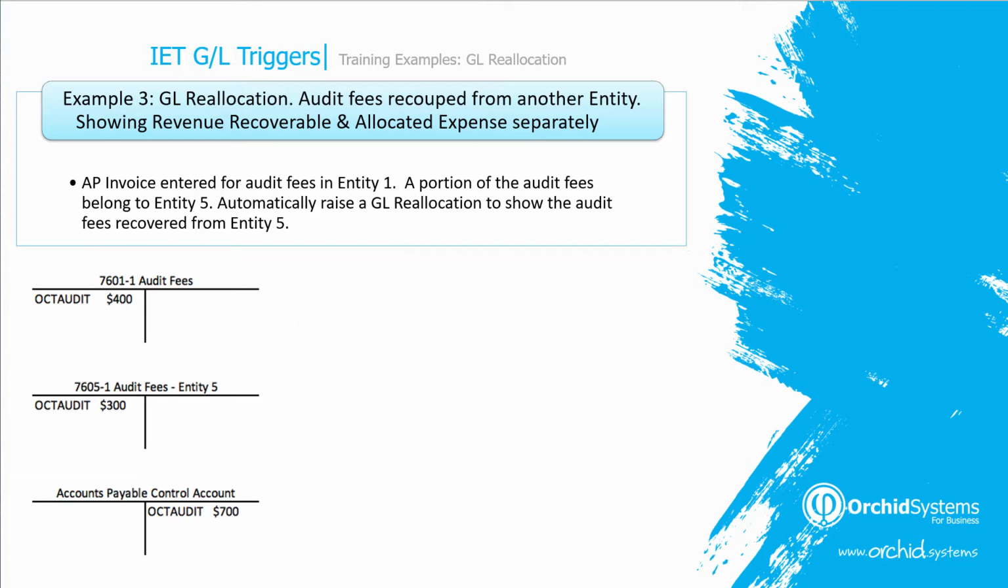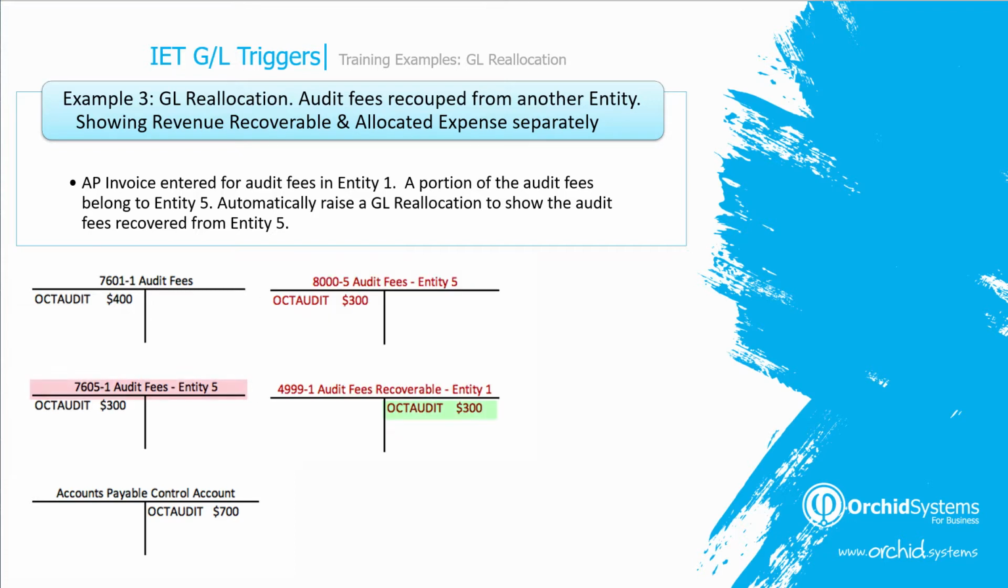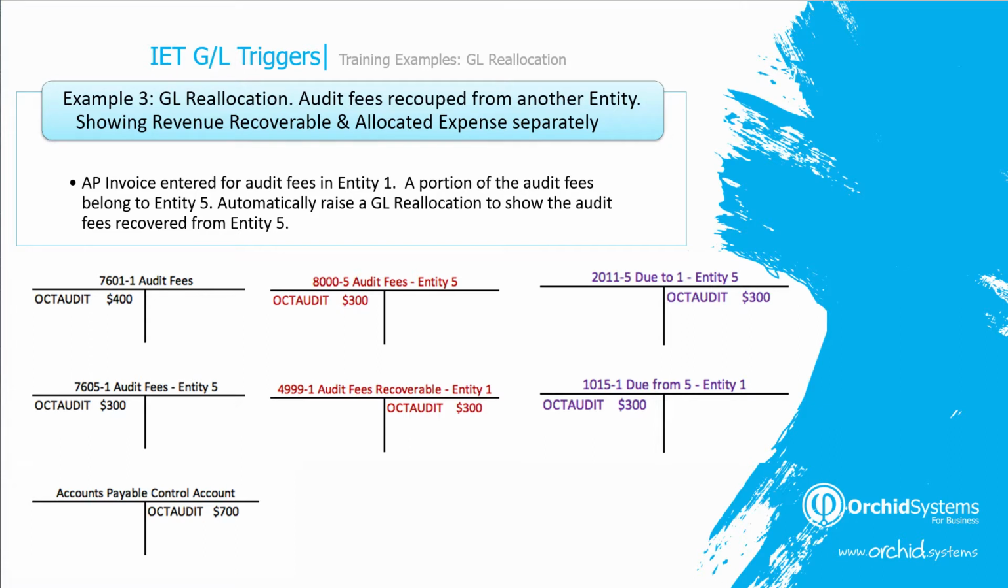And when this posts in the GL, reallocation will credit the offset account, audit fees recoverable, and debit audit fees for Entity 5. And because we have inter-entity transactions turned on, when this posts, inter-entity will raise the due to and due from loan account entries between Entity 1 and Entity 5.